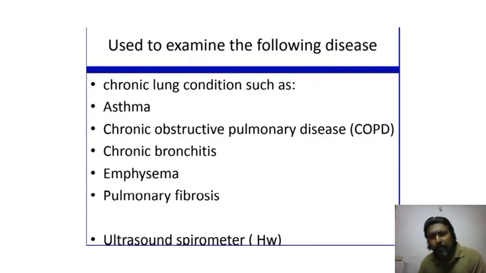And generally we use spirometer for examining the chronic lung conditions like asthma, COPD, just as I mentioned, and chronic bronchitis, emphysema, and pulmonary fibrosis. Anything that is associated with lung disorders can be examined.